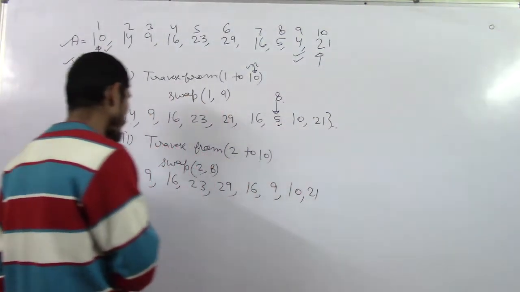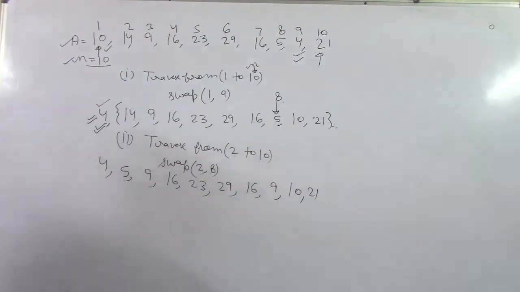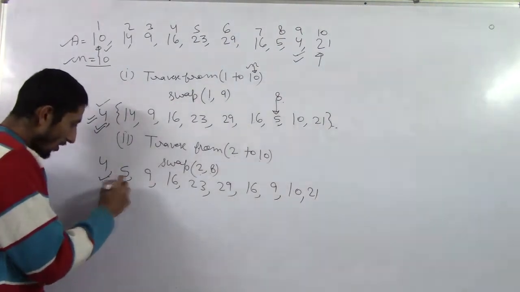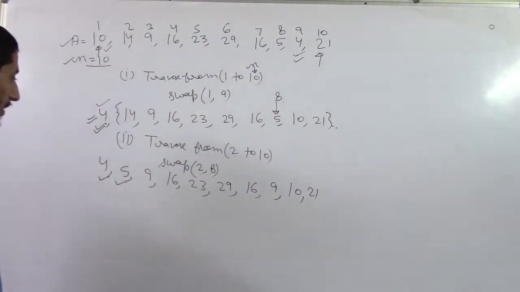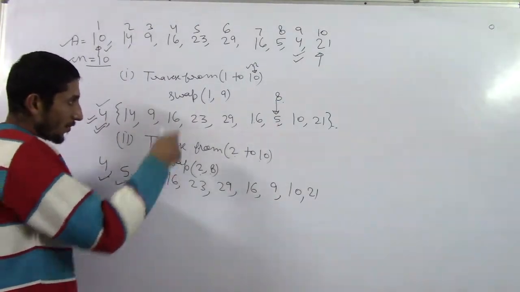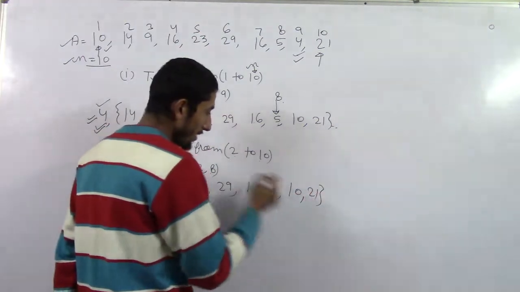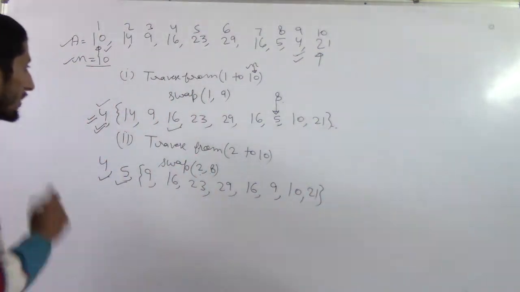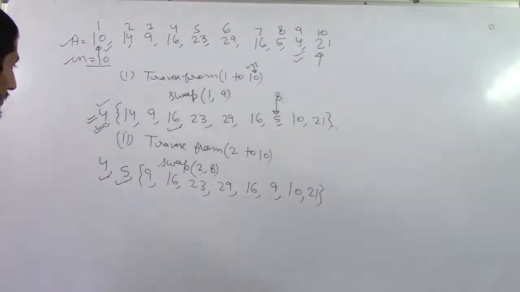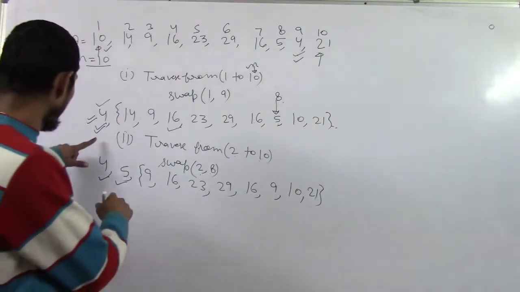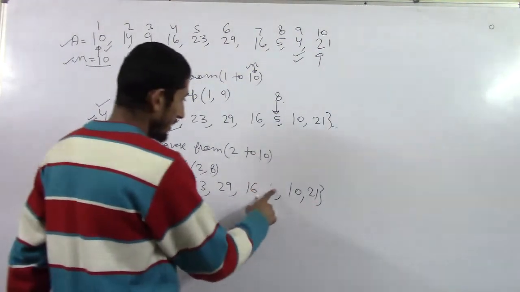So what is the meaning of this? The meaning of this is that now 2 elements have got the correct place. First the problem size was 10, then it became 9, then it becomes 8. Why 8? Because there are only 9, I think 2 times. No? Let me check. 14, sorry, it's not 9, it's 14.